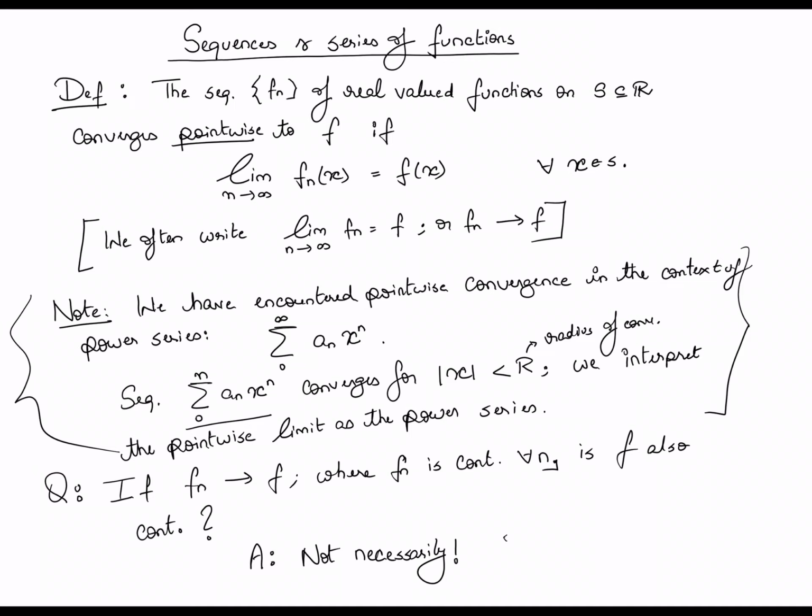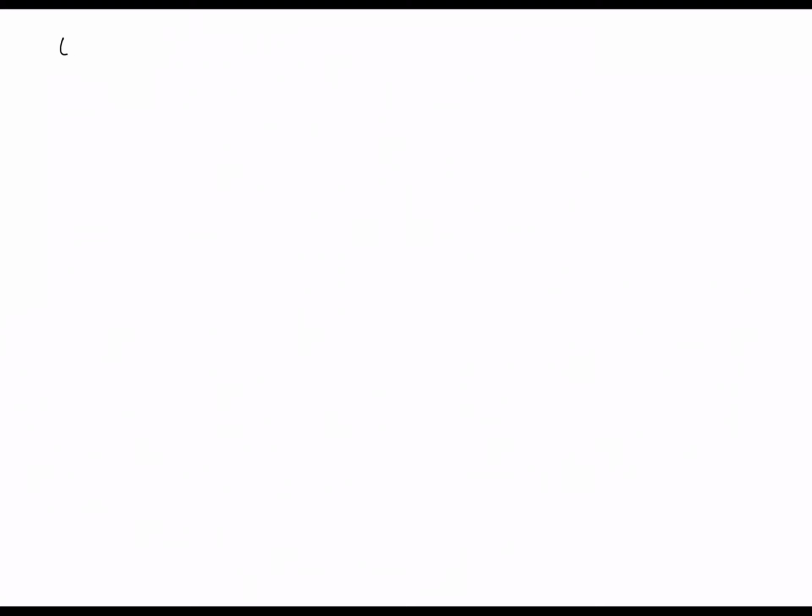So it is in fact possible for a sequence of continuous functions to have a pointwise limit which is discontinuous. Okay, so let's illustrate that via this example. Suppose you define the sequence of functions fn of x as follows. fn of x is equal to (1 minus mod x) whole raised to n. And S, the domain of all of these functions, is, let's say, from -1 to 1.